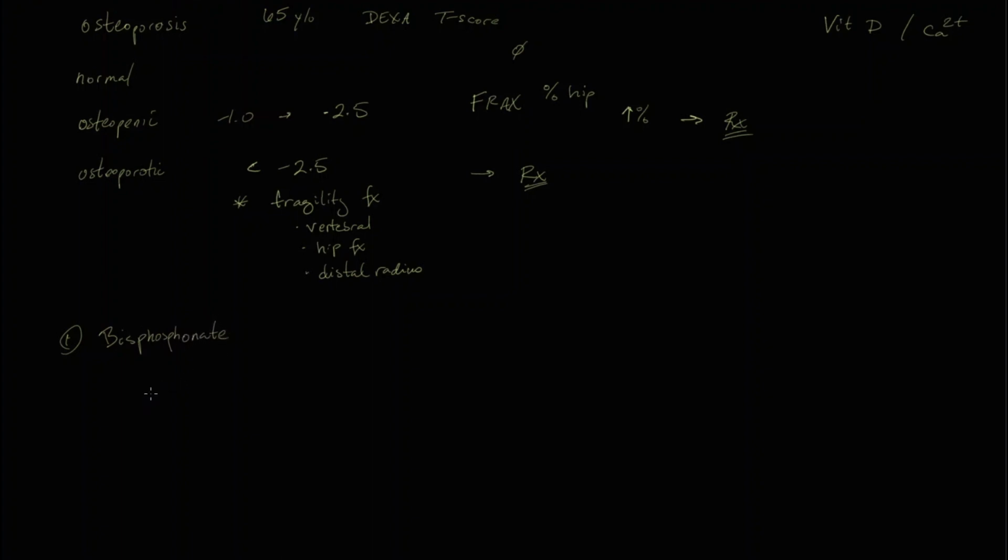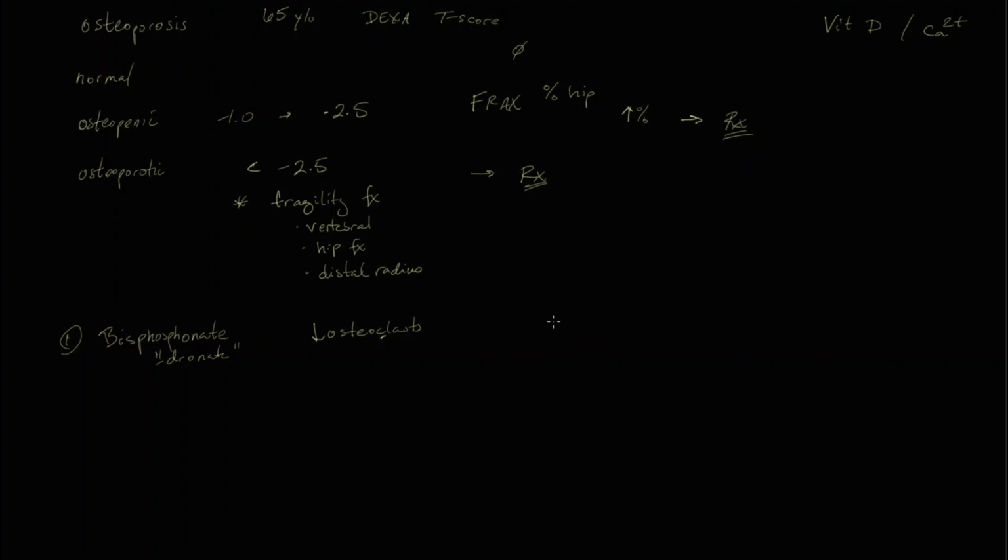These are the drugs: zoledronate, alendronate, anything that ends in dronate is going to be in the bisphosphonate class. And these are the first line medications. They work by decreasing your osteoclast activity. Osteoclasts kill bone, and osteoblasts build bone.